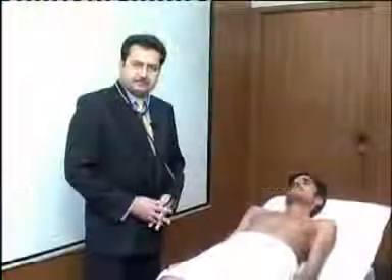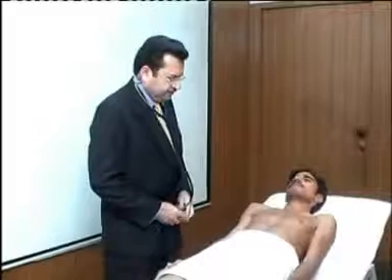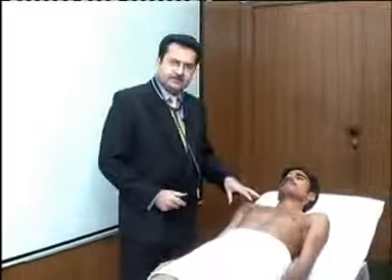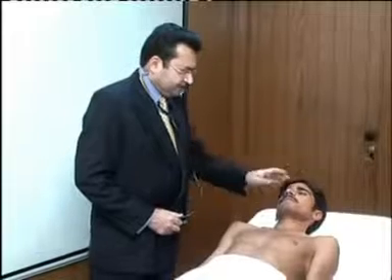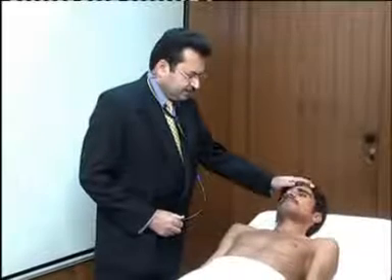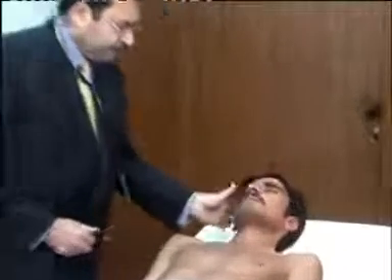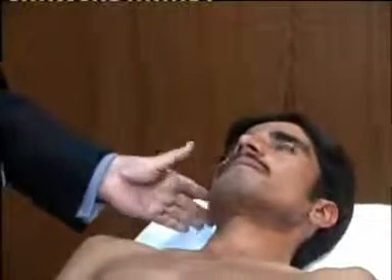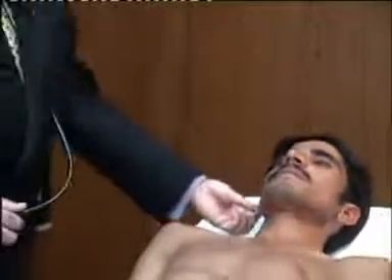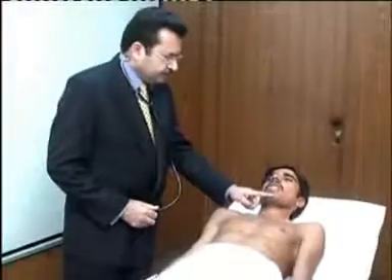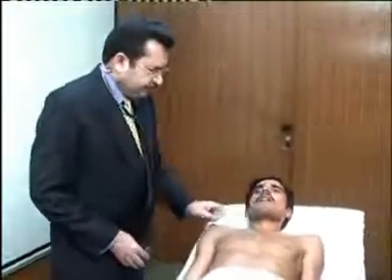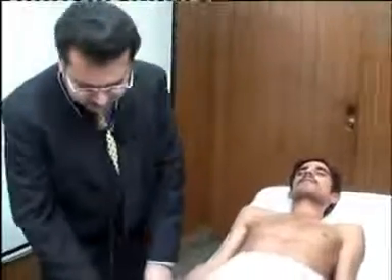Step-by-step examination of the cardiovascular system. To begin with, we do a general survey of the patient, and we start from the face. We look for pallor, then we look at the tip of the nose and ear lobules for any cyanosis, then the lips, the tip of the tongue, and then we go on to the hands.